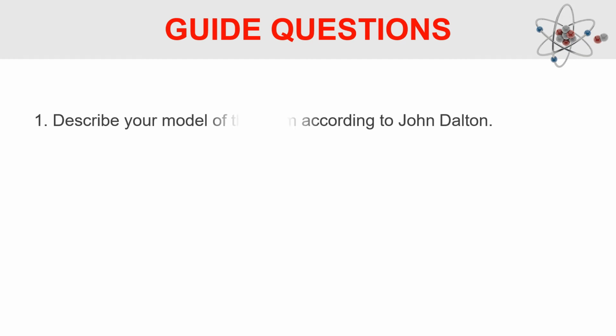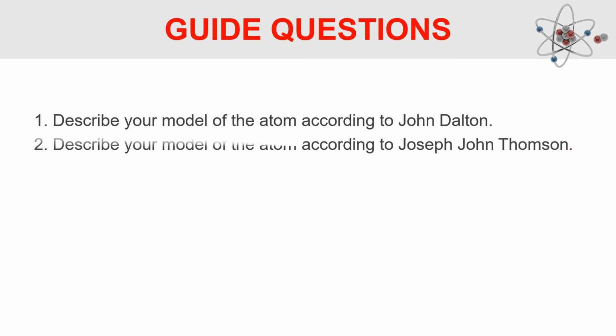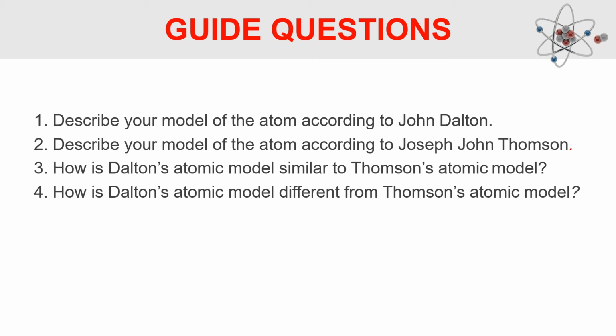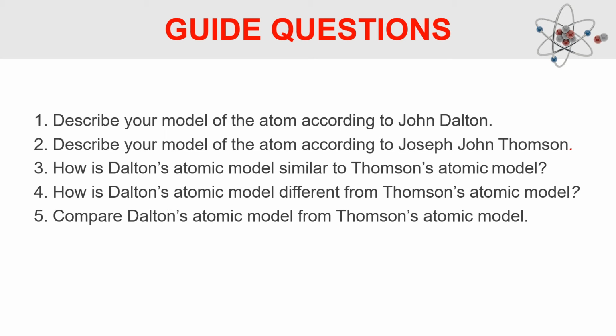Guide questions. Number 1, describe your model of the atom according to John Dalton. Number 2, describe your model of the atom according to Joseph John Thomson. Number 3, how is Dalton's atomic model similar to Thomson's atomic model? Number 4, how is Dalton's atomic model different from Thomson's atomic model? Number 5, compare Dalton's atomic model from Thomson's atomic model.